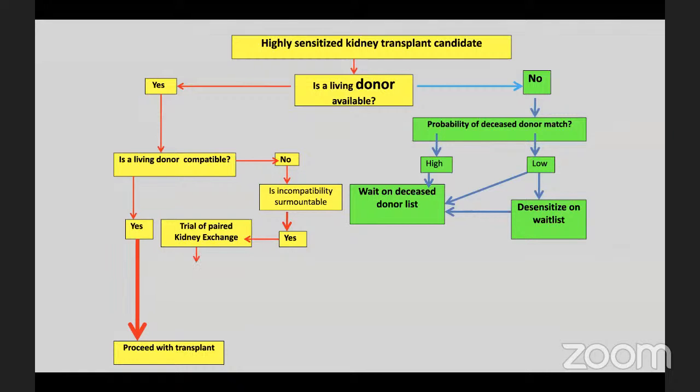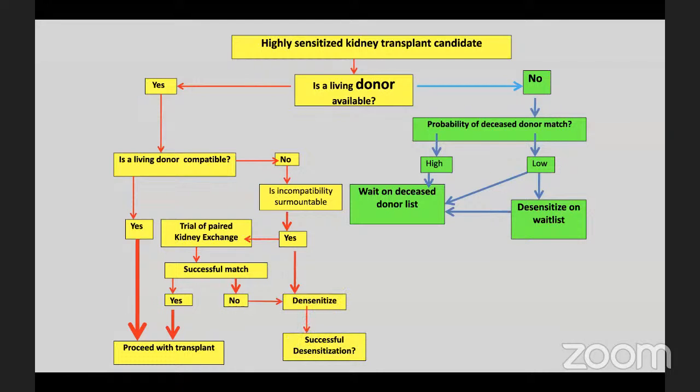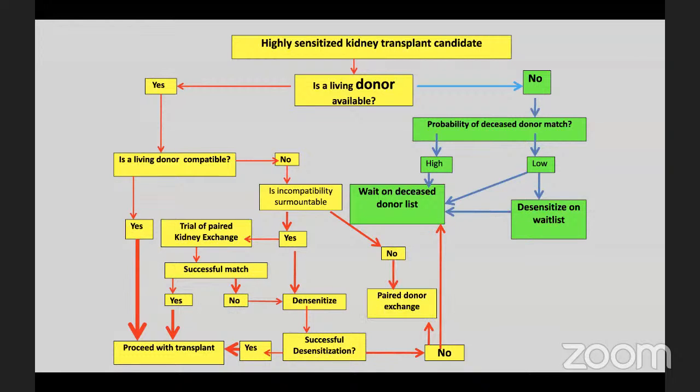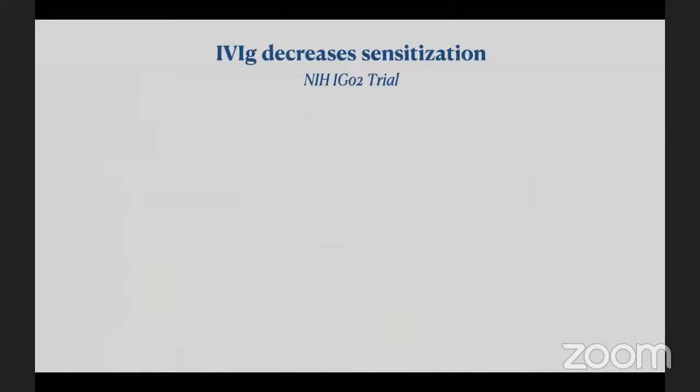And eventually, these patients, if they have a successful match, even if it's an ABO incompatibility overcoming an HLA incompatibility, they will go for a transplant. If the successful match is not there, these patients will get desensitized. And if the successful desensitization happens, they will proceed in for a transplant. And if the desensitization is unsuccessful, they will be listed again. If the incompatibility is not surmountable, they will get a paired kidney exchange through our sorter registry.